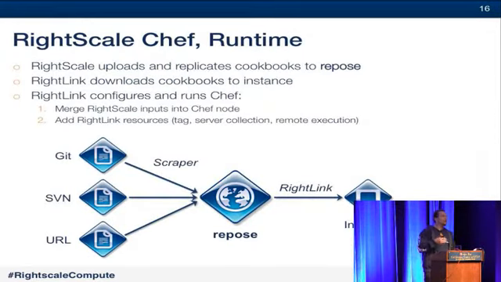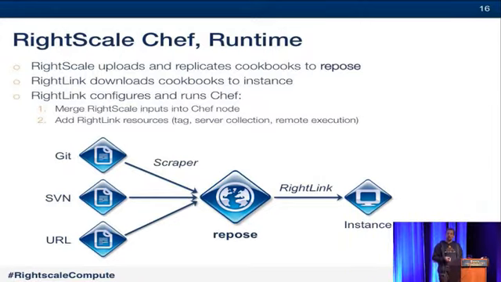So once you have a server template and you're ready to go, you launch a server. At that point, our agent running on that server, called RightLink, will download the cookbooks from repose, where they were replicated in the previous step. And then we configure Chef to run those recipes. There's a few things it does. Basically, it takes all the inputs that you set in the dashboard and merges that into the Chef node, so that all the inputs are now available for the recipes to run.